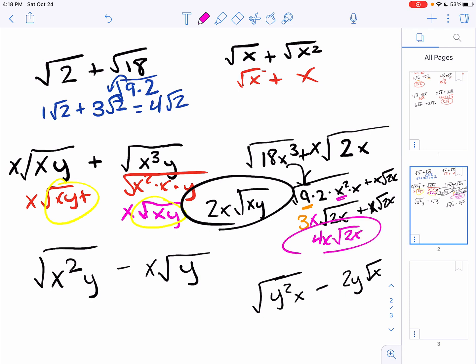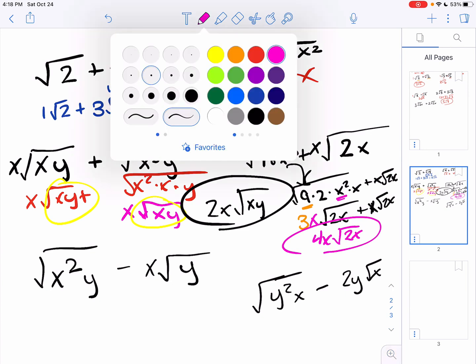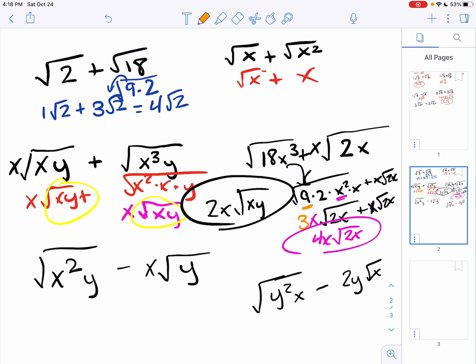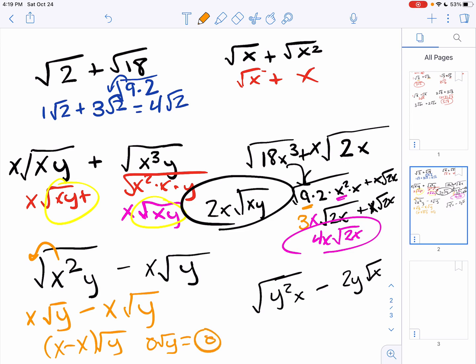All right, so the next one, we have the square root of x squared y minus x square root of y. So this is a subtraction problem, but it works the exact same way. We have to have things that are the same in the radical or we can't do it. So I take the square root of x squared, I get x, and what's left is radical y, and I have x radical y on this side. So I have to subtract x minus x, and I keep my radical y. x minus x is just 0, so 0 radical y. 0 times anything is 0, so this one is just 0.